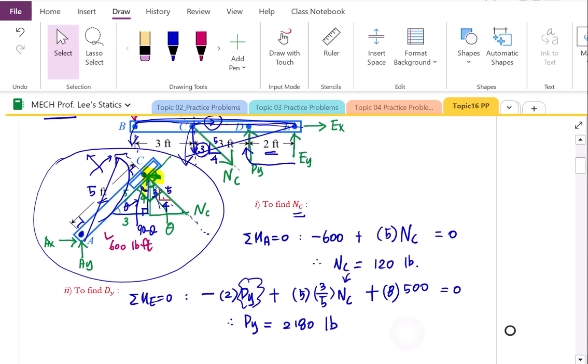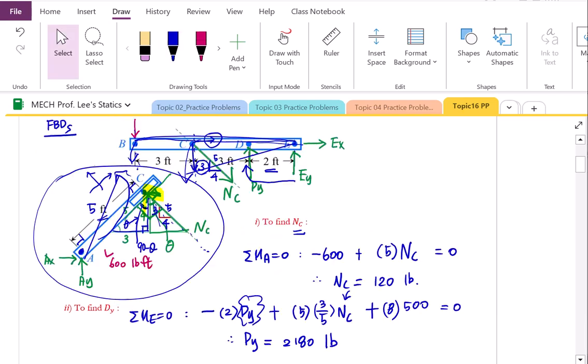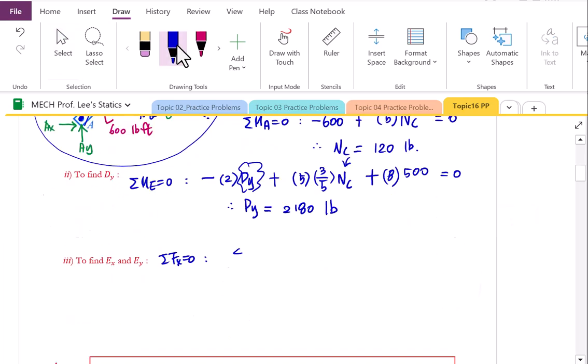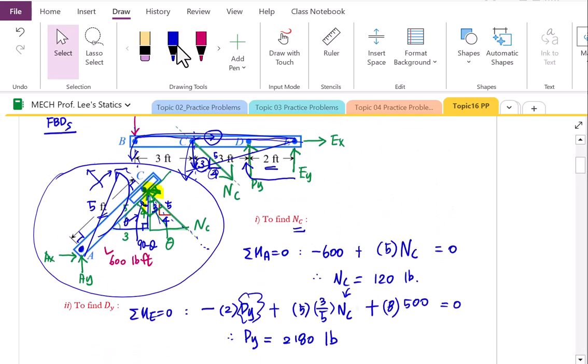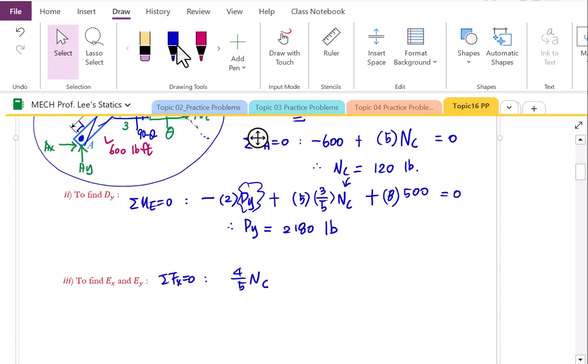Lastly, to find the E of x, E of y, we can directly apply Fx equal to 0, Fy equal to 0. Fx equal to 0 to find the E of x first. Starting from B, then let's move to E. So at B, no horizontal direction, then let's move to C. Yes, C horizontal, therefore we have to read 4 over 5 N of C, and the direction was positive. Let's move to point D. No, because upward. Point E, yes, E of x positive, because we set temporarily E of x as the horizontal right direction. That's our positive direction.